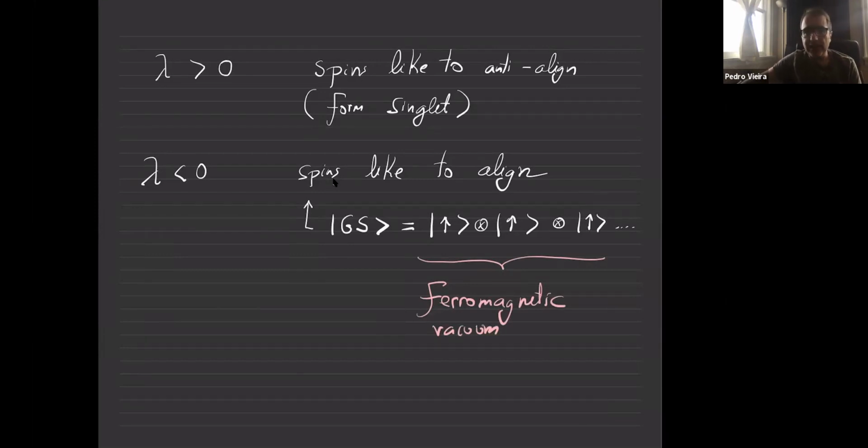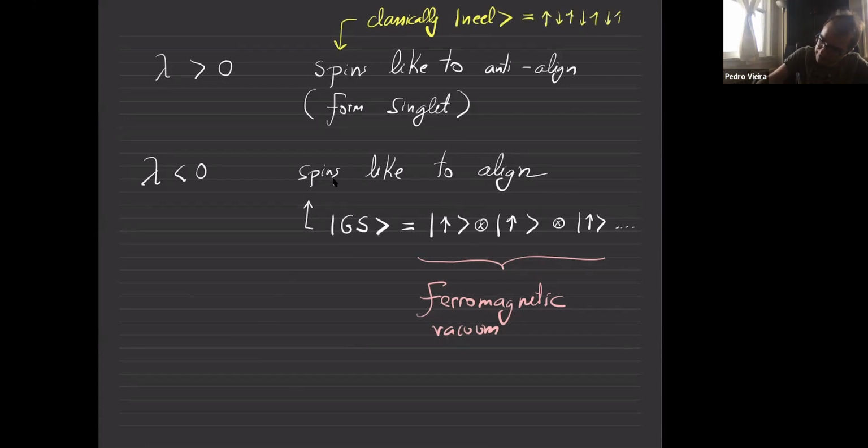What if they want to anti-align? Classically, you would say it's up, down, up, down, up, down. And that is what is called the Néel state. The Néel state is not the vacuum, because up, down, up, down is the classical state. Quantum mechanically, if you act with the Hamiltonian on up, down, up, down, you don't diagonalize the Hamiltonian. Classically, the ground state would be the Néel state, which is just up, down, up, down, etc.